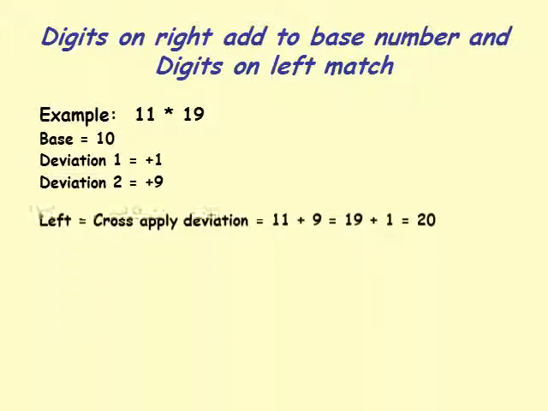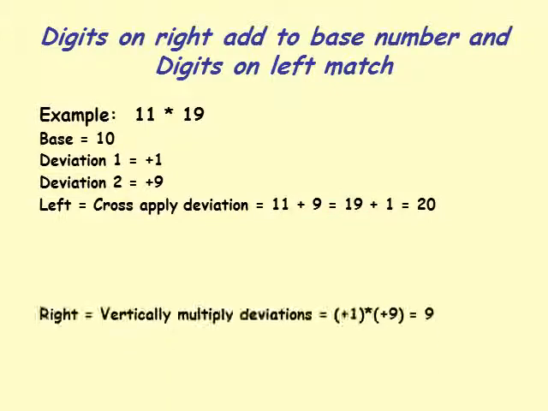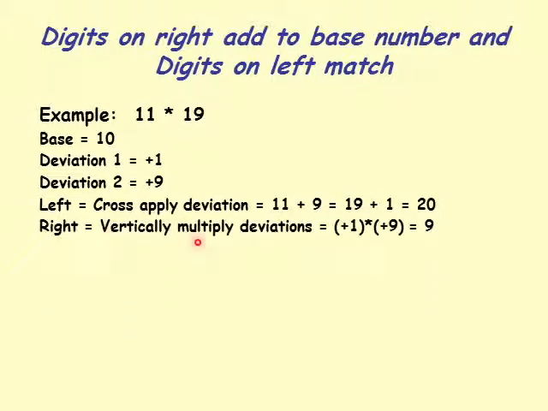Okay, compute the left by cross adding: 11 plus 9, or 19 plus 1, is 20. On the right, vertically multiply the deviations, 1 and 9, which is 9. Base is 10. Number of zeros is 1. Number of digits allowed on the right is 1, and 9 has 1 digit. So answer is 209. Also you can do it as base times left plus 9. 10 times 20 plus 9 is 209.